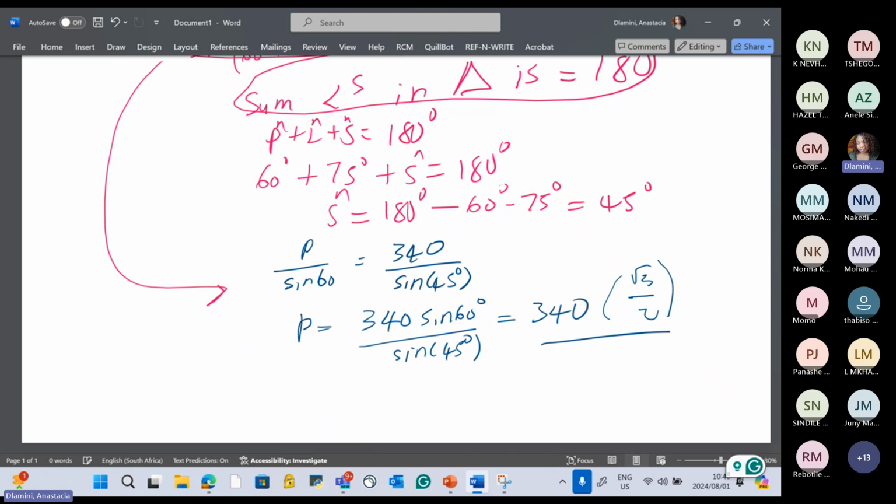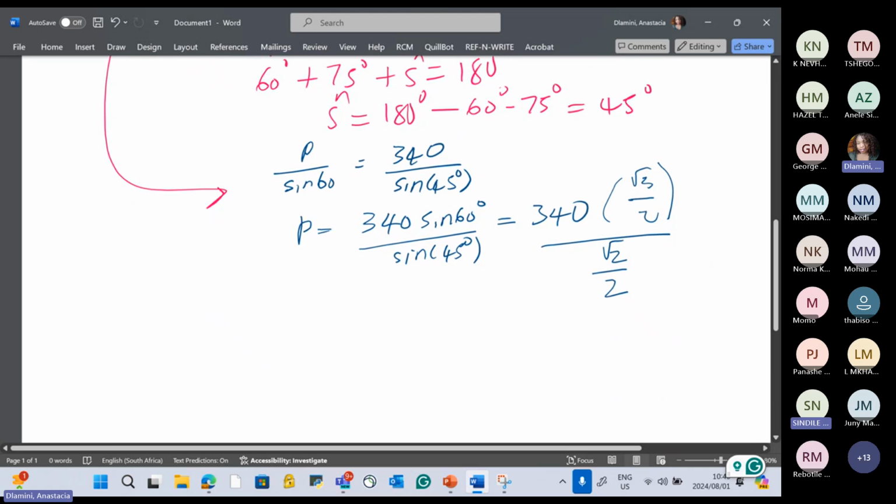Divided by, what is sine of 45? This one is easy, guys. You need to always remember it. Root 2 over 2. Yes, thank you. So do you see how I can even put it in the exam? We don't need calculators, isn't it?